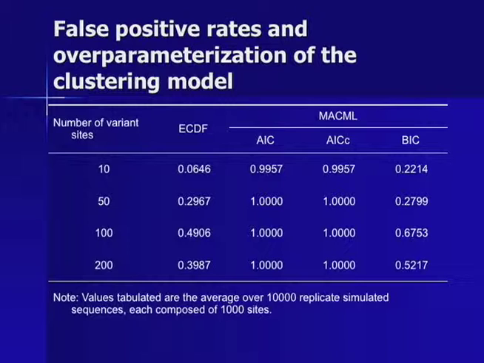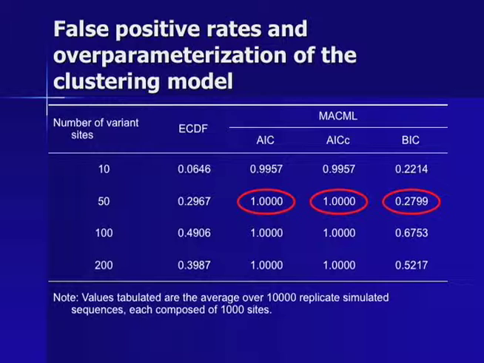to measure. We can compare the false positive rate of ECDF to the corresponding overparameterization rate of MACML using the three information criteria implemented: the AIC, AICc, and BIC. Examining these rates across 10 to 200 variant sites, we see the unsettling result that the rates are extremely high, nearly 100% in the case of AIC and AICc, and 20 to 70% in the case of the more conservative BIC. These rates appear tragically high.